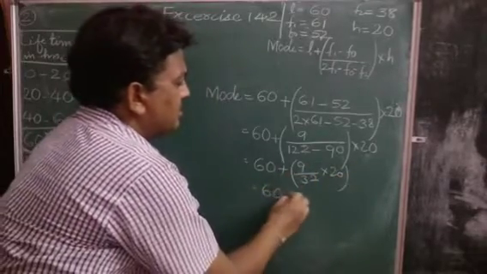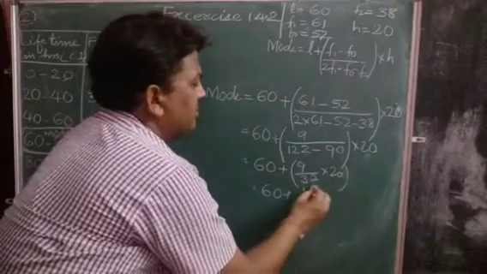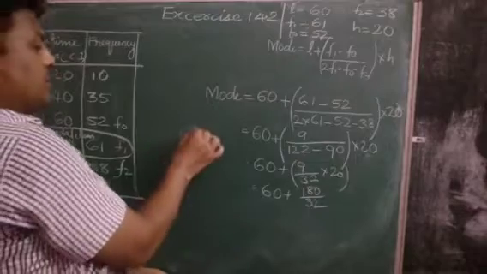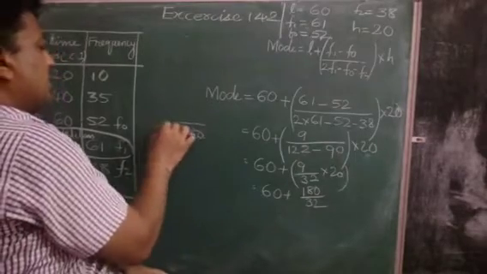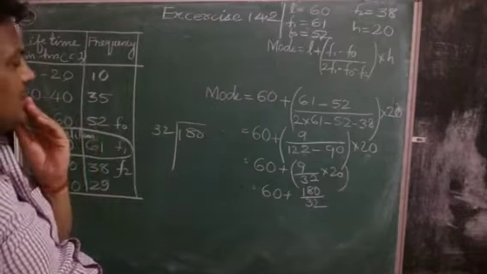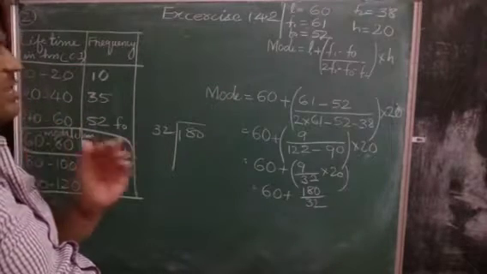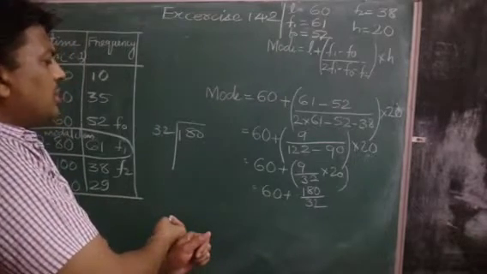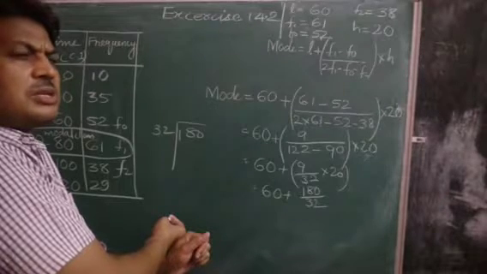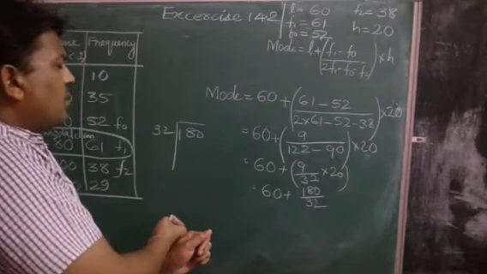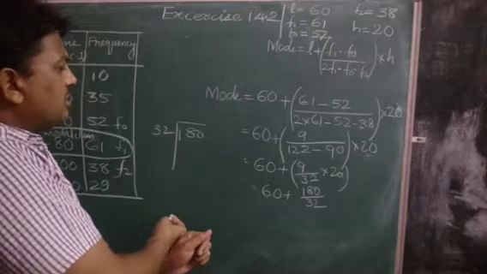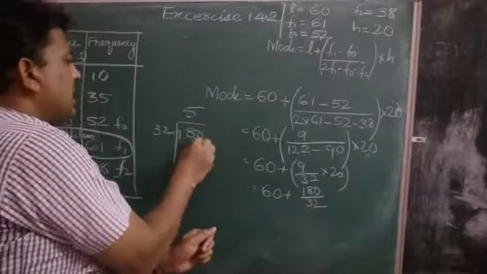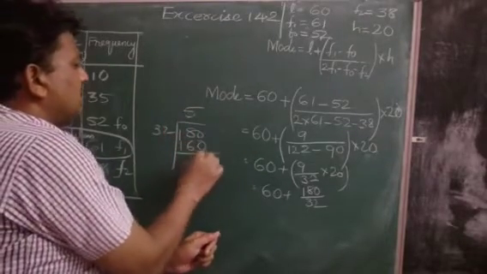Okay, children. 60 plus 20 into 9, 180 upon 32. 180 upon 32. If you want, you can cancel. With 4 you can cancel. Let it be, I am doing directly. 32: 2 times is 64, 3 times is 96, 4 times is 128, 5 times is 160, 6 times is 192. Let us see how it goes, 5 times is 160.